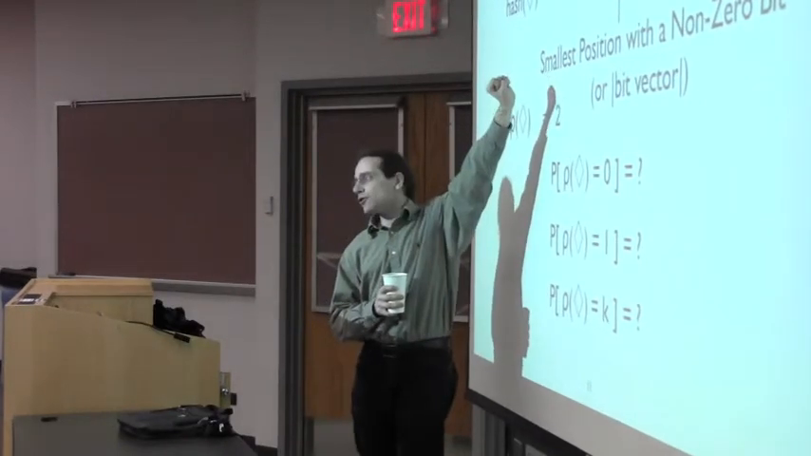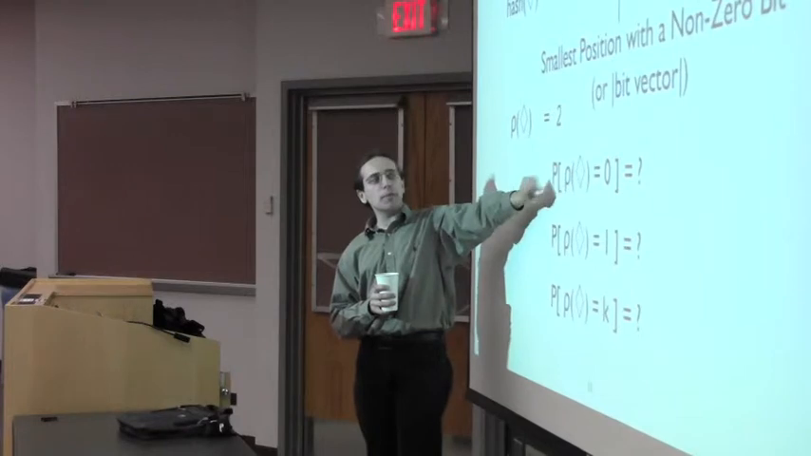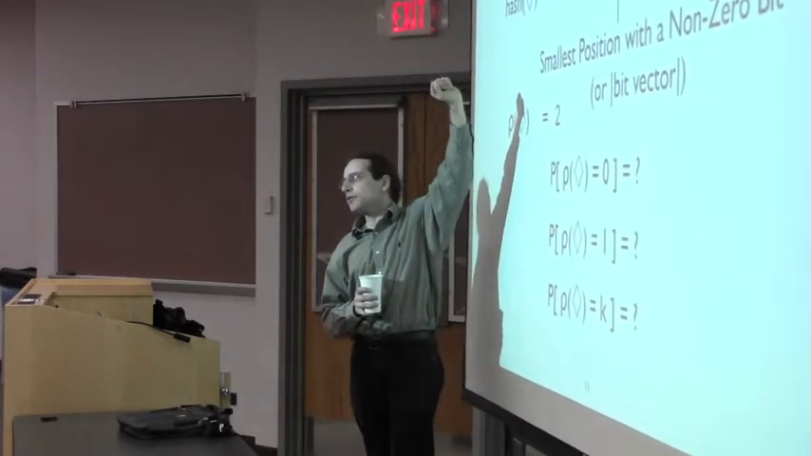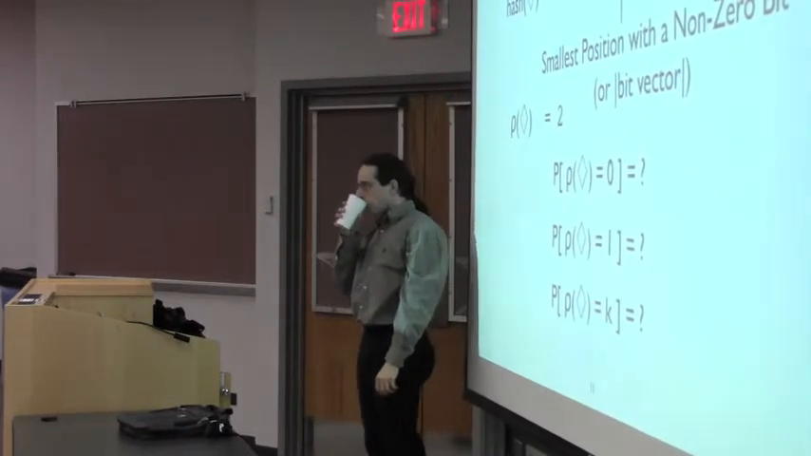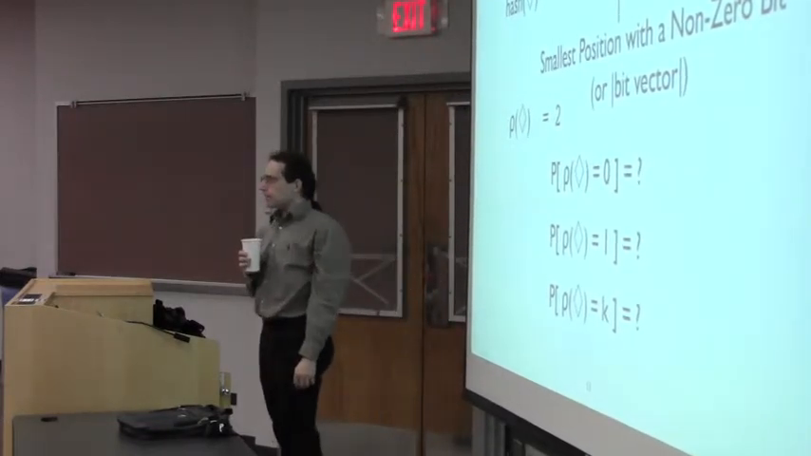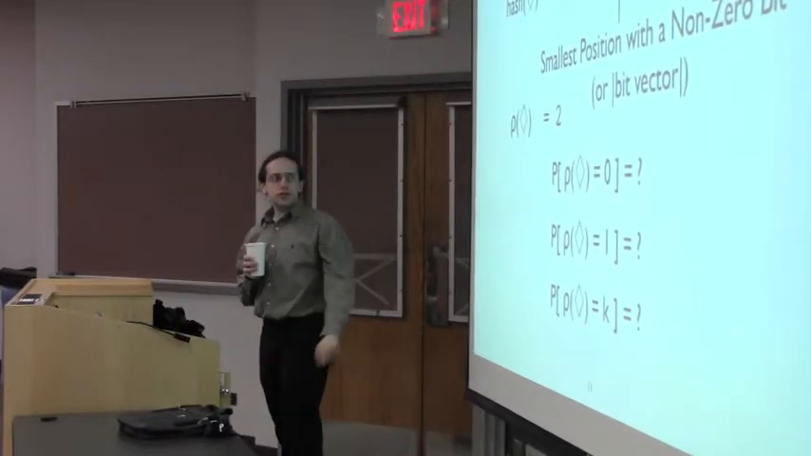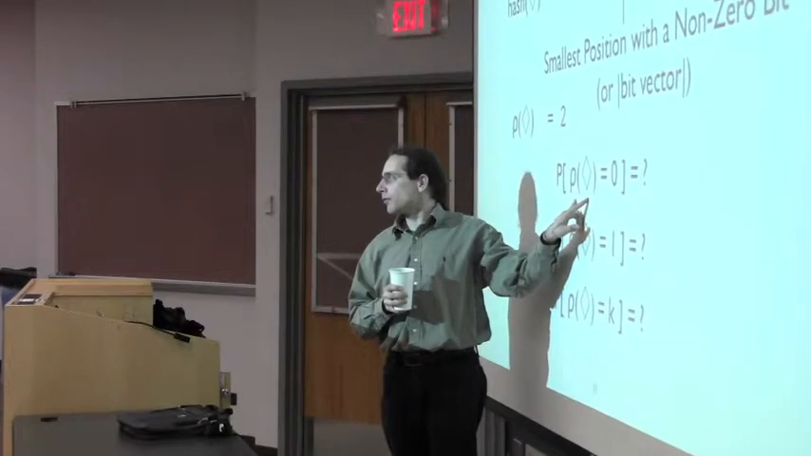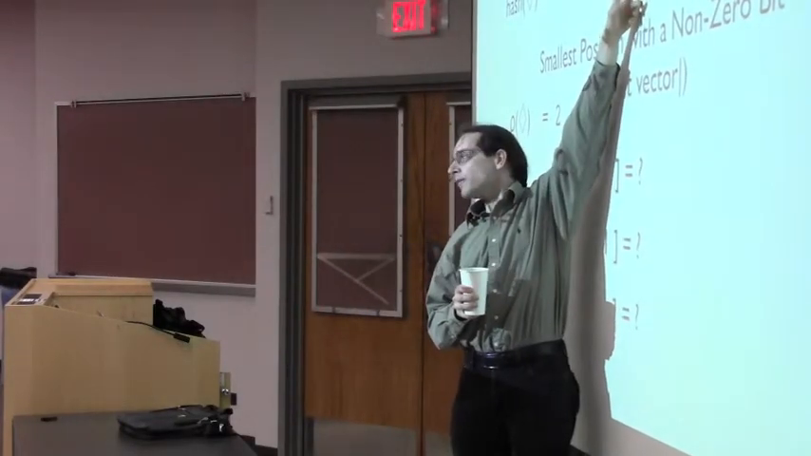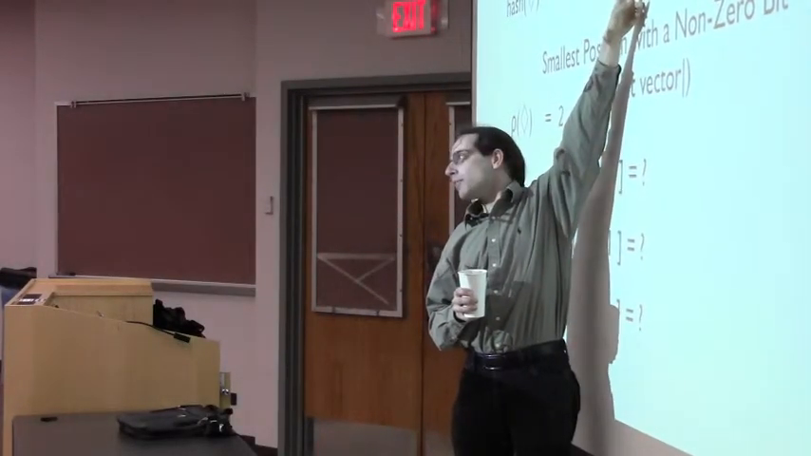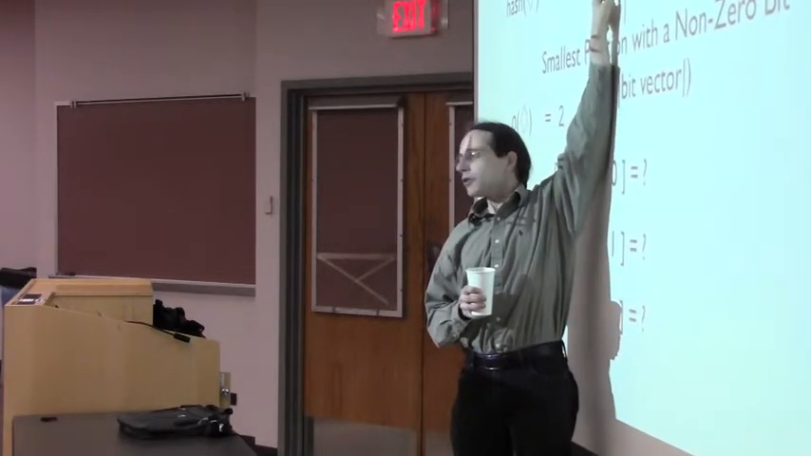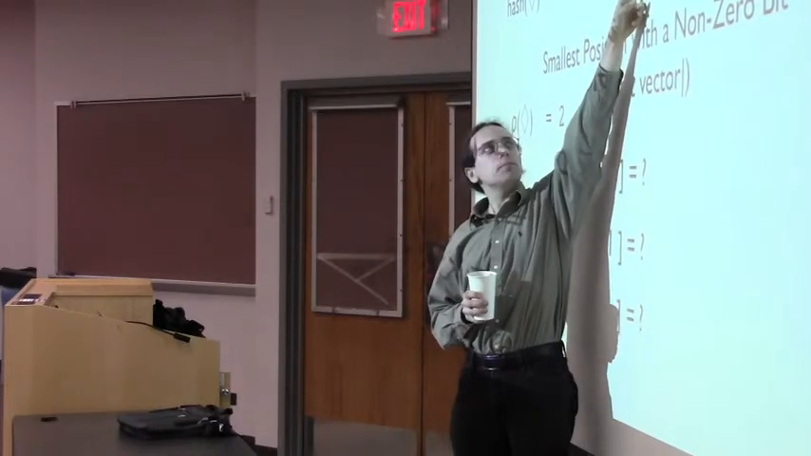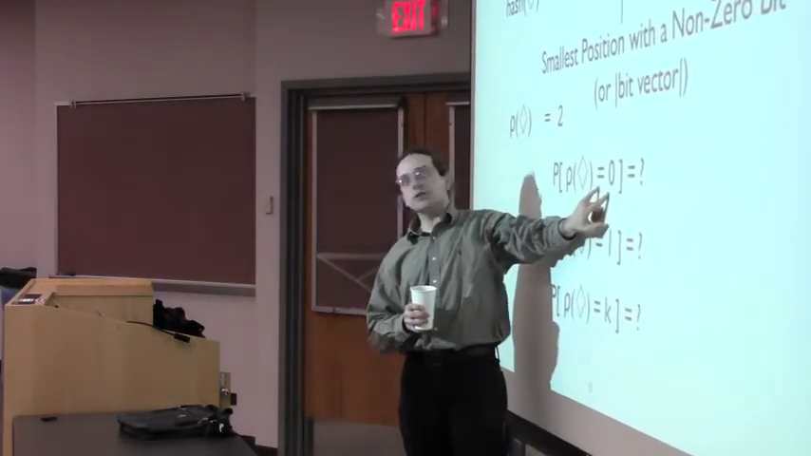Assuming that this hash is completely random, what is the probability that this function rho will be zero for a random object? Well, when is the function zero? When this bit is one, right? Is it dependent on anything else? No. So what's the probability that bit will be one? One half. Yep. So you have a one half probability of it being zero.